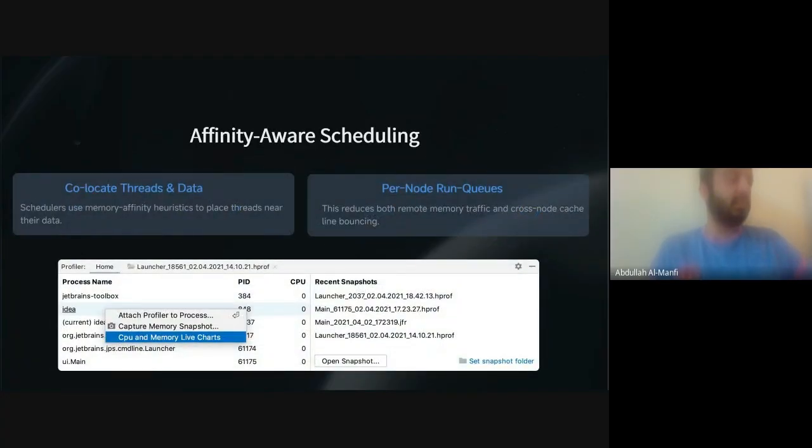At the same time, schedulers can be NUMA-aware, where they try to co-locate threads with their data and use their home nodes to run tasks. This reduces both remote memory traffic and cross-node cache traffic, and helps keep most accesses local.